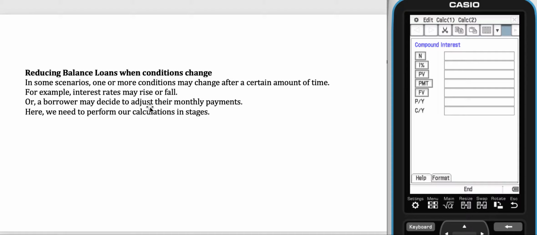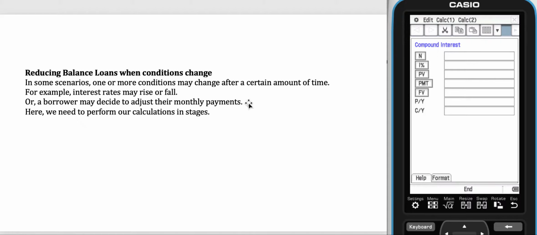So speaking generally, a lot of times a reducing balance loan, which might be being paid off over a really long period of time, something can change halfway through. Common examples would be that interest rates will either increase or decrease. You hear about that on the news all the time, about interest rates increasing. Or maybe a borrower would decide to adjust their monthly payments.